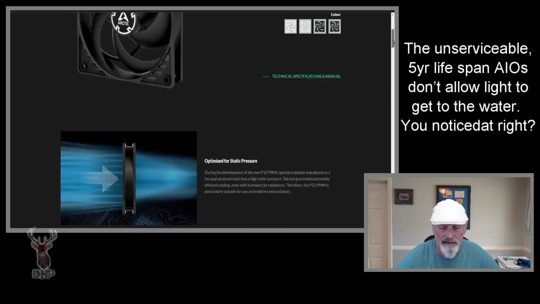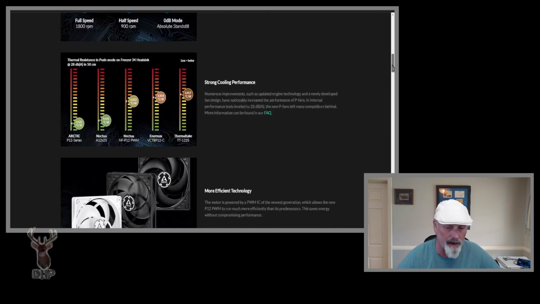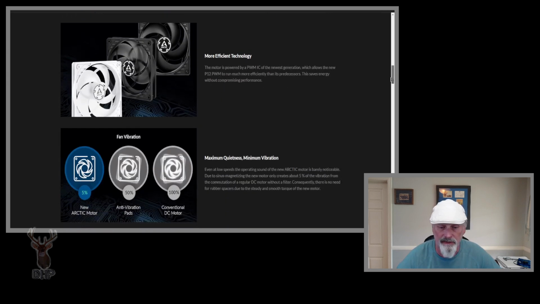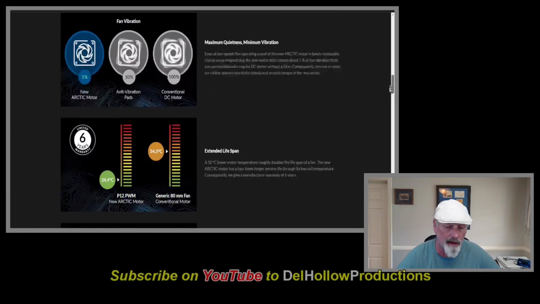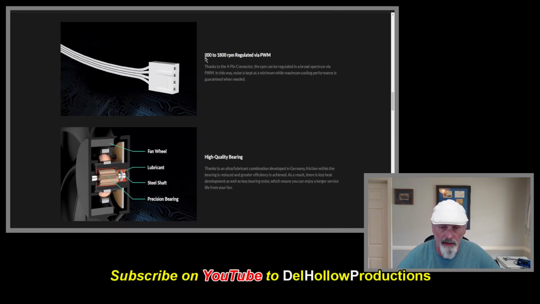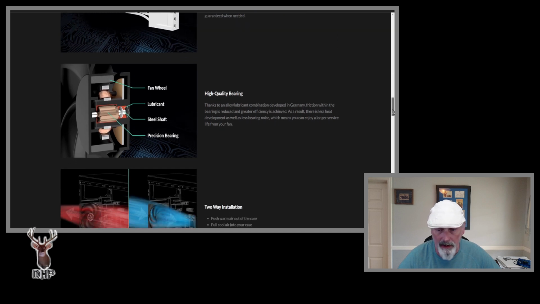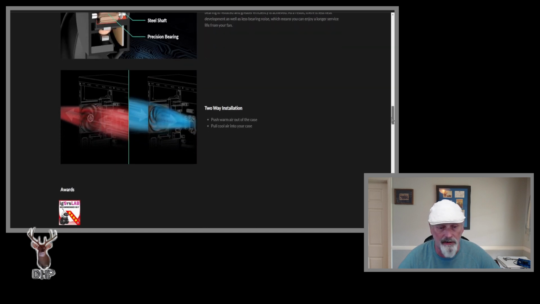Now, first of all, this is only about a $10 fan, not a $30 or more fan, but here's all the stuff they want you to see. First, plenty of colored graphics to catch your attention. There it is. But here's the big part: 200 to 1800 RPM, regulated by PWM. It's got a fluid dynamic bearing in it, as I saw in the description.